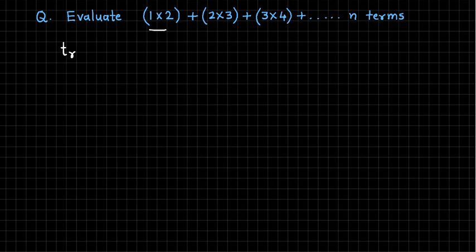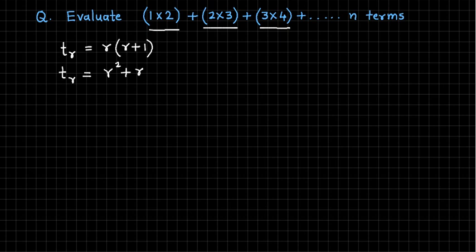If you look, the first term starts with 1, the second starts with 2, the third starts with 3. So therefore the rth term will definitely start with r. In each product, the second factor is nothing but 1 added to the first factor. So 1 plus 1 is 2, 2 plus 1 is 3 and so on. Therefore, if the first factor of tr is r, it must get multiplied with r plus 1. So tr is nothing but r square plus r, isn't it?